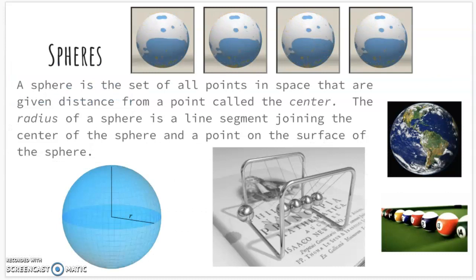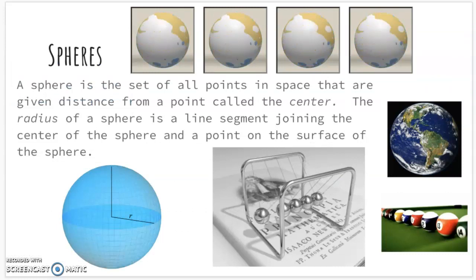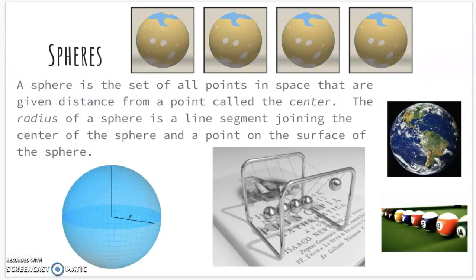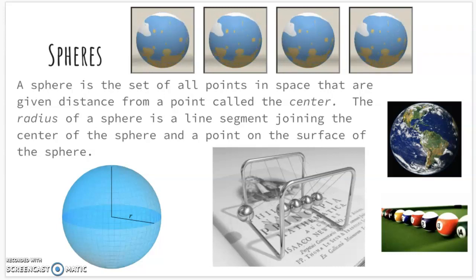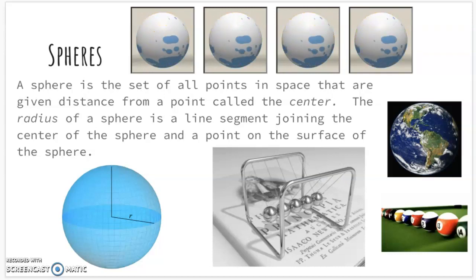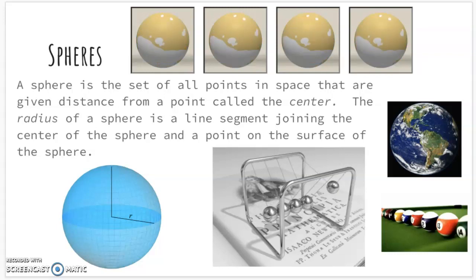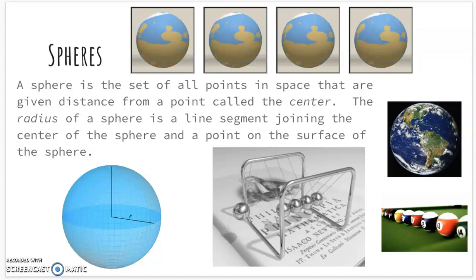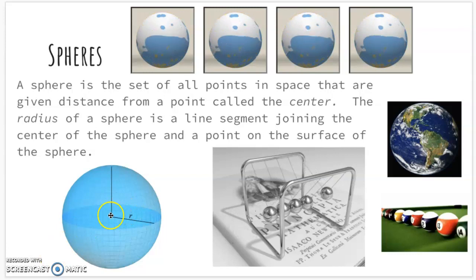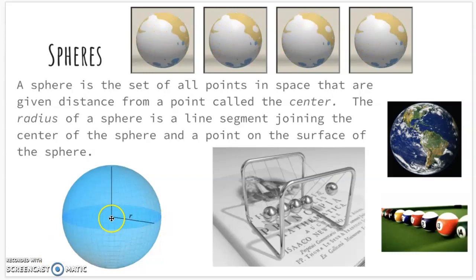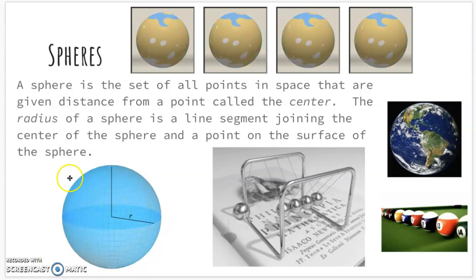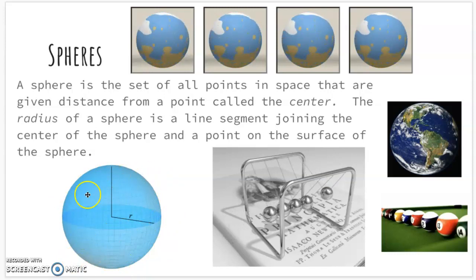Today we're talking about spheres. A sphere is the set of all points in space that are a given distance from a point called the center. The radius of a sphere is a line segment joining the center of the sphere and a point on the surface of the sphere, right? So your center is right there in the middle, and your radius is equidistant to all points surrounding your sphere.